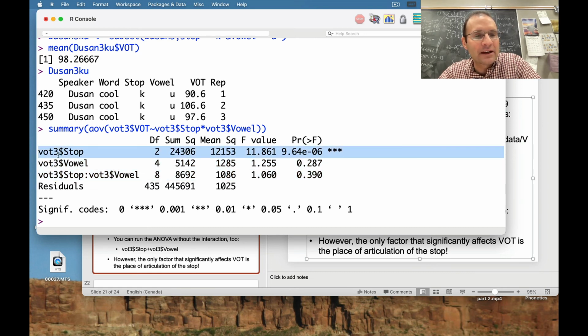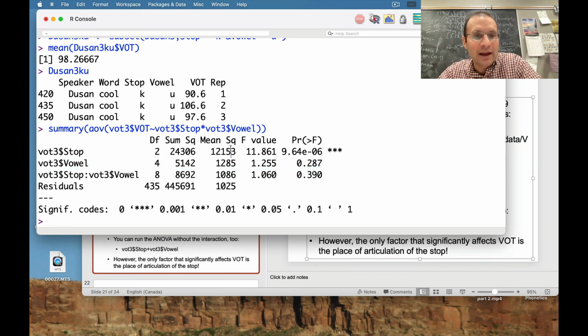So for stop, I get an F value of 11.861. That's its mean square divided by the residual mean square. That is a very large F value, much bigger than 1, and so I get a significant p-value. This is a very small p-value here, right? So stop makes a difference on VOT here.